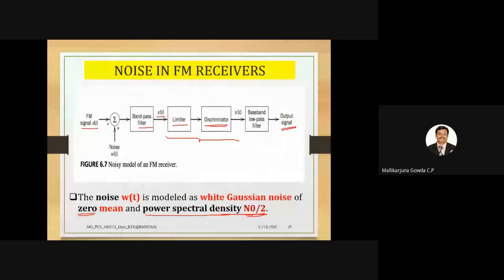Yes, I have discussed two components as of now. I discussed what the band pass filter is, and what the limiter is. Okay. Next, we discuss the discriminator. So can anyone say what the discriminator circuit will have?